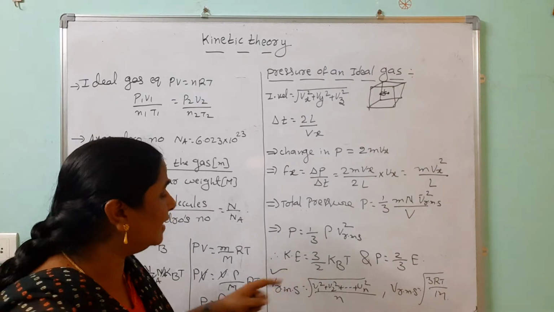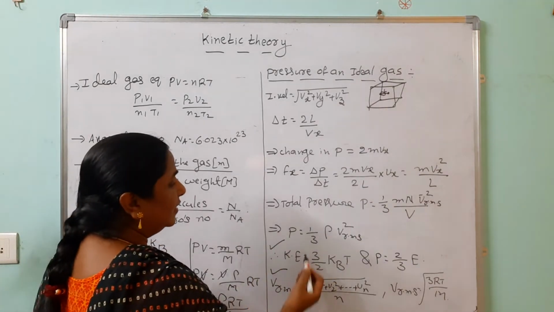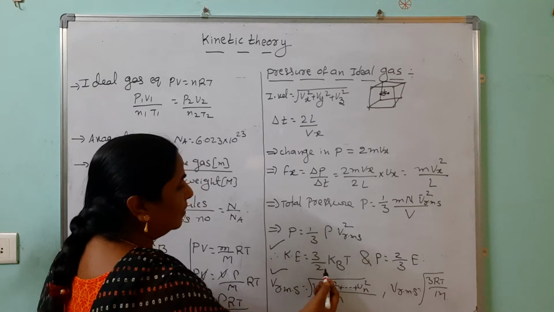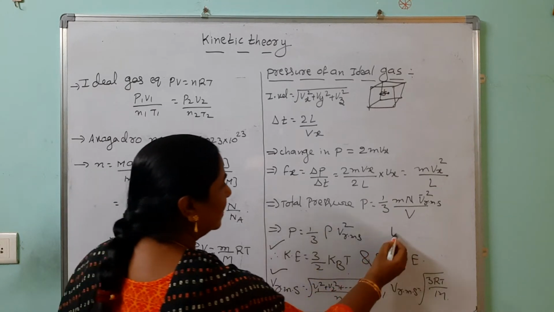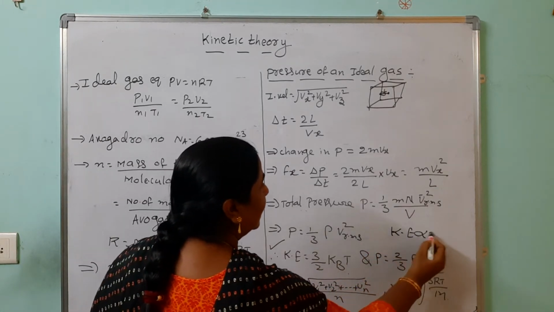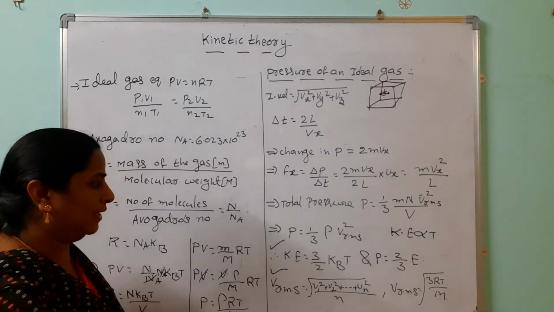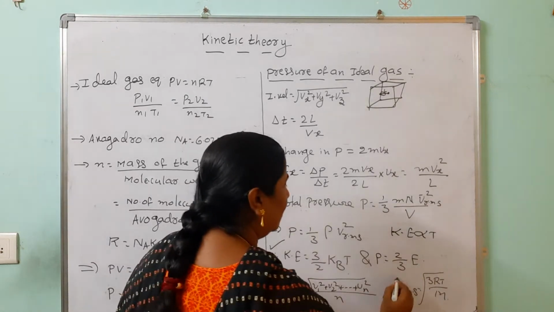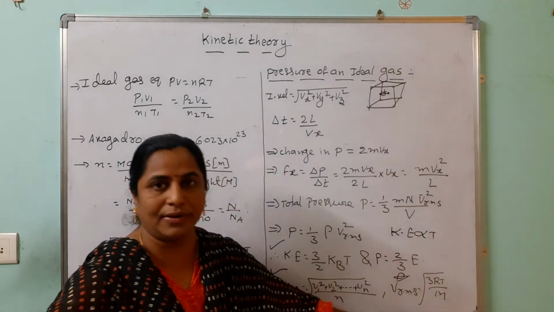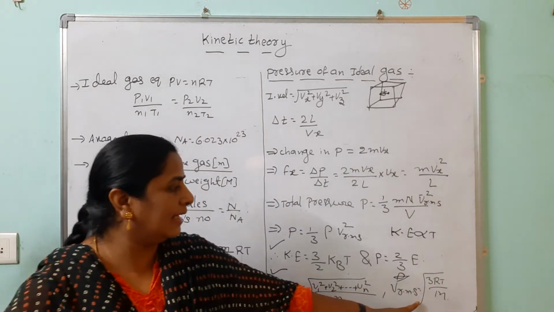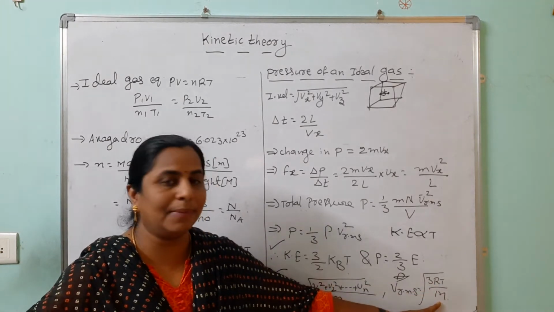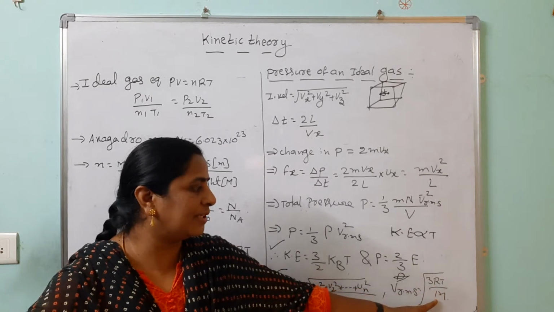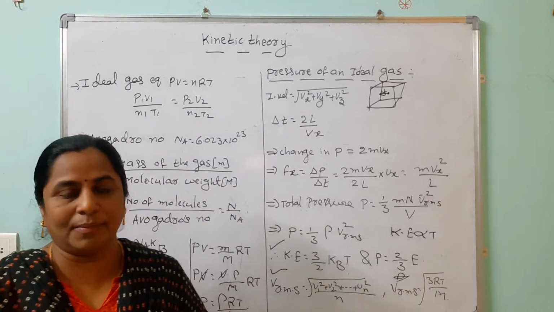Here, kinetic energy, from the kinetic interpretation of temperature, kinetic energy equals 3 by 2 into kB T. From this what we are saying is kinetic energy is directly proportional to absolute temperature. Then Vrms equals under root 3RT by molecular weight. It's very, very important. Root mean square velocity is how much? Under root 3RT by m. T is the absolute temperature, R is the universal gas constant, m is the molecular weight.